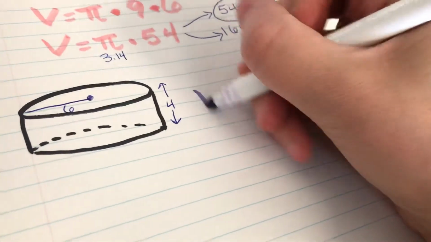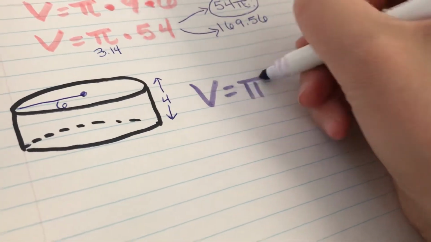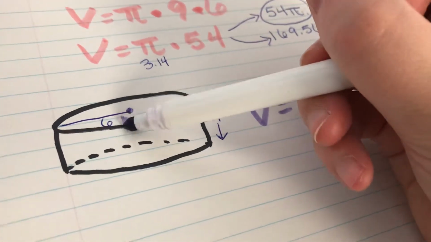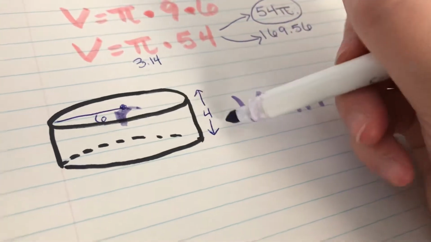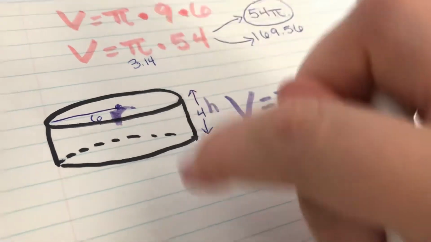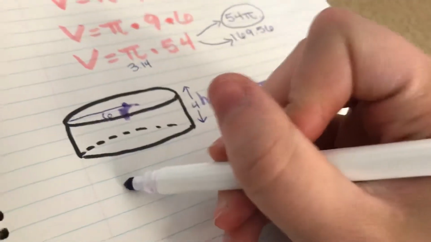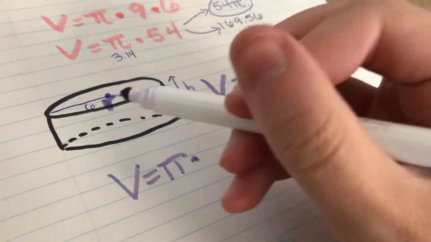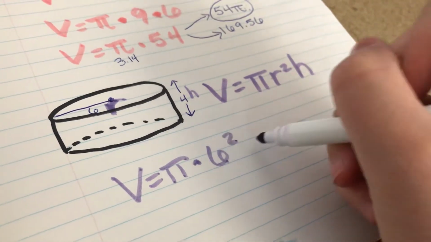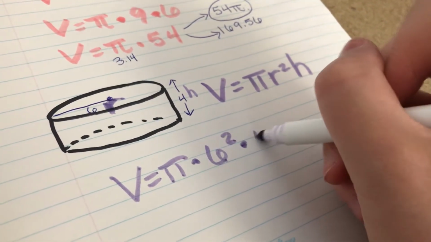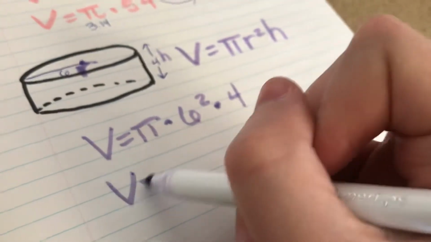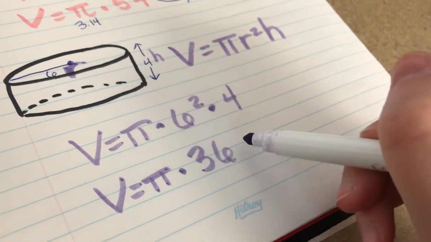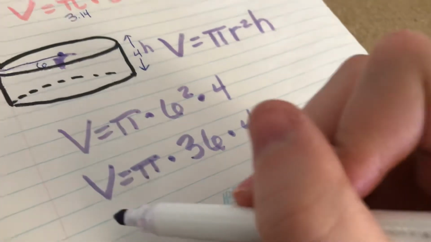So here's our formula. Volume equals pi r squared h. 6 is our r. Whoa. And 4 is our h because it's going up and down, so it's height. So we have V equals pi times r squared, which is 6 squared, times 4. So volume equals pi times 6 times 6 is 36 times 4.